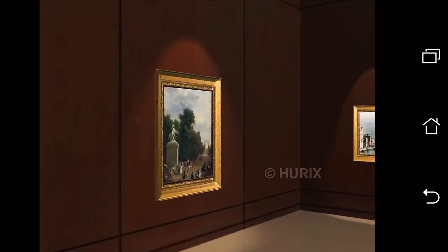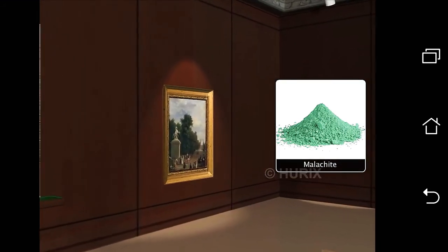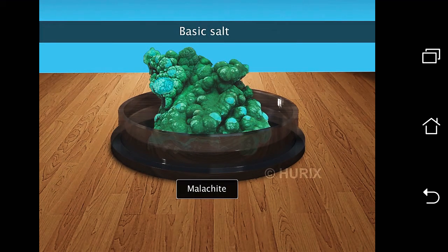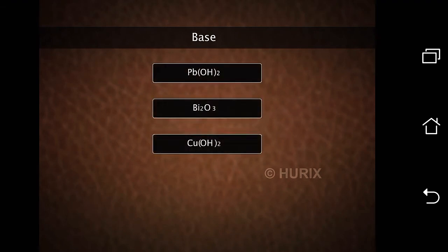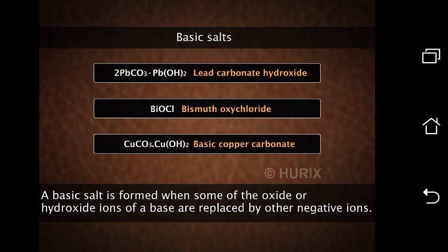Malachite was also used as a mineral pigment in green paints from antiquity until about 1800. Malachite is an example of a naturally occurring basic salt, basic copper-2 carbonate. So what is a basic salt? A basic salt is the compound formed when some of the oxide or hydroxide ions of a base are replaced by other negative ions. Basic salts are usually insoluble in water.